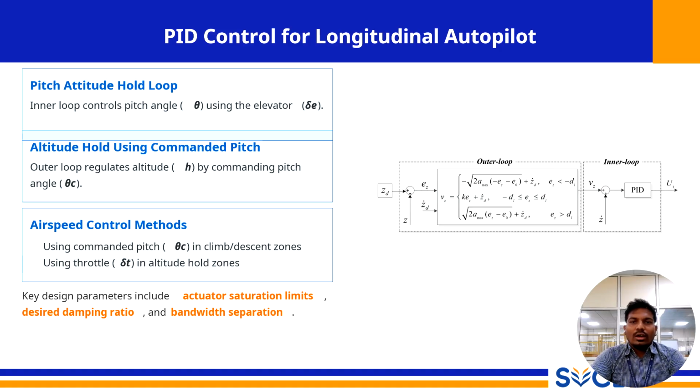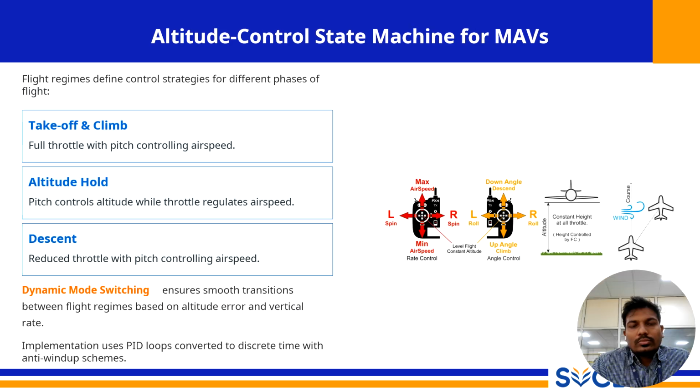When designing and tuning these nested PID loops, engineers must consider several key design parameters. These include actuator saturation limits, a desired damping ratio to control the response, and the principle of bandwidth separation to ensure the inner loops are always significantly faster than the outer loops they support.